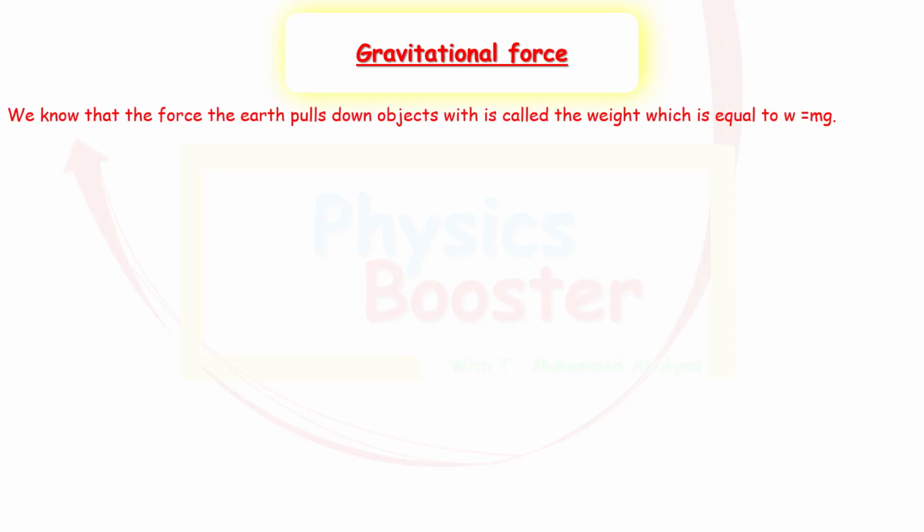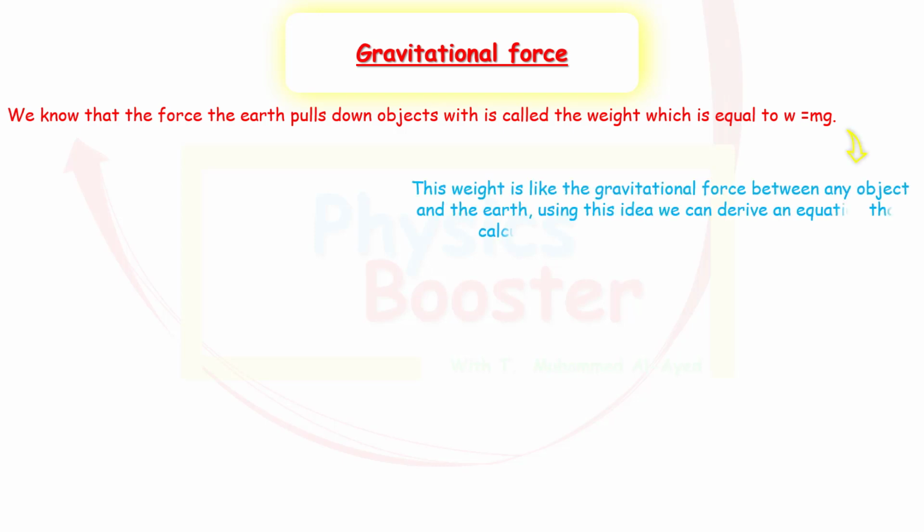We know that the force with which Earth pulls objects down is called the weight, because we introduced weight before. We said that the weight of any object is equal to the mass multiplied by the gravitational acceleration, which is g. Now, the weight is like the gravitational force between any object and Earth. So, where is this taking us?